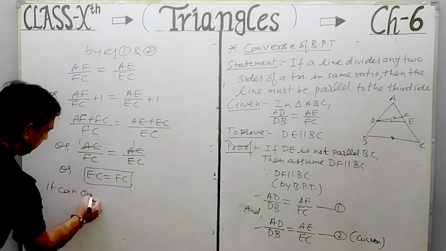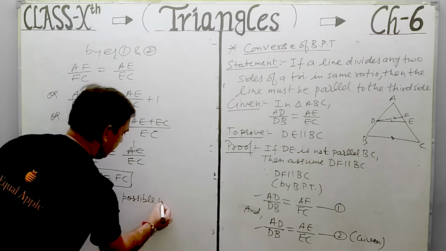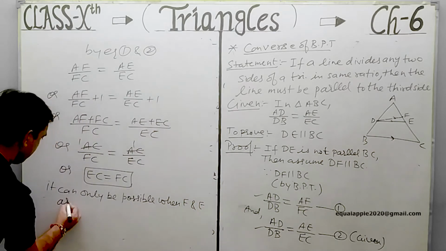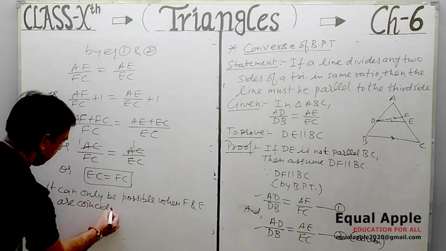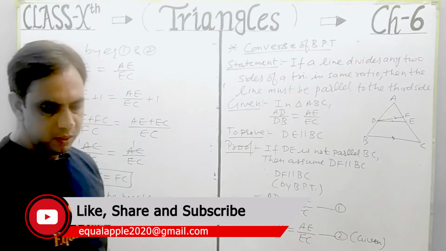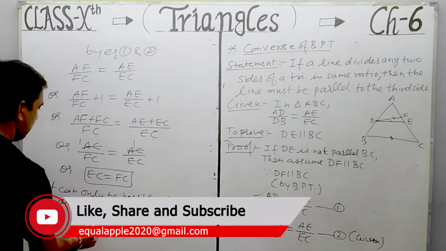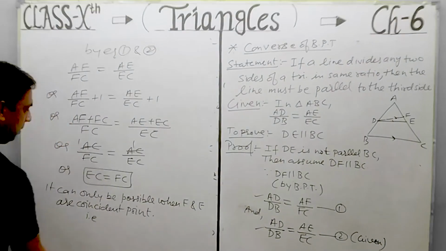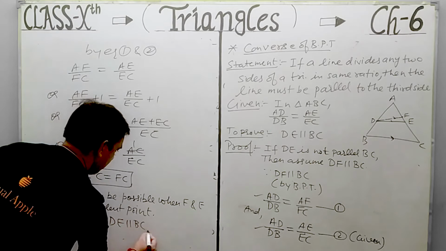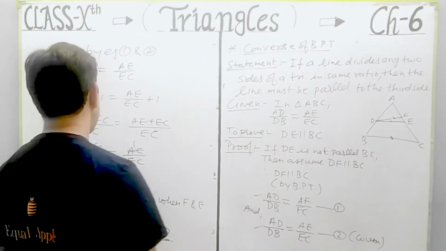So you can see EC will become equal to FC. It can only be possible when F and E are coincident points, right? It can only be possible when F and E are coincident points. So that is DE parallel to BC. So this is the proof of the converse of BPT theorem.